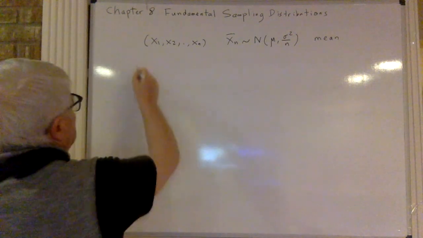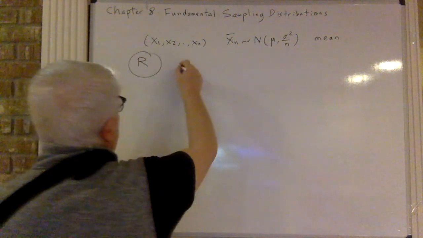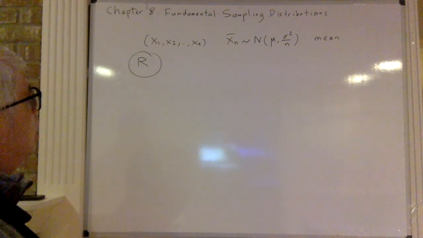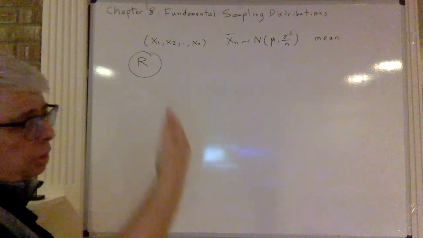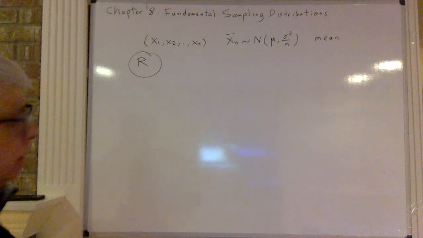So we will be using R. You need to download RStudio. For example, in RStudio, when you have a set of data and you want to find the mean of that, it's very simple. Just say mean of this, and it will give you the mean.